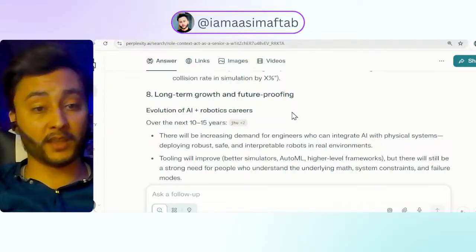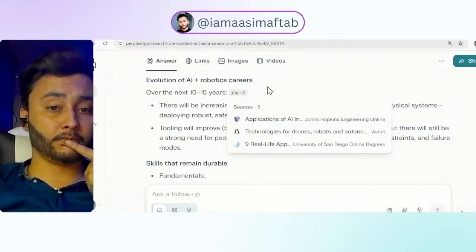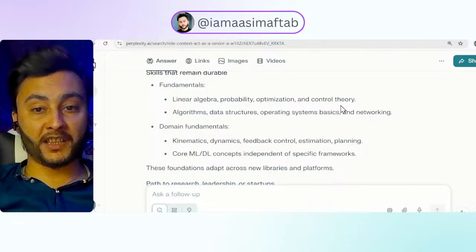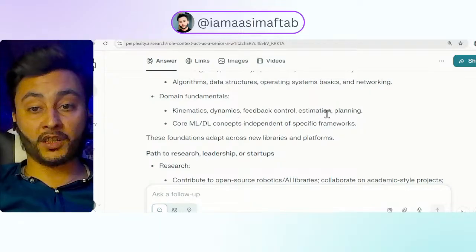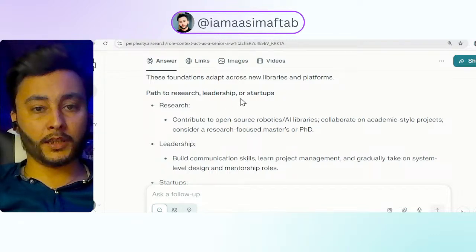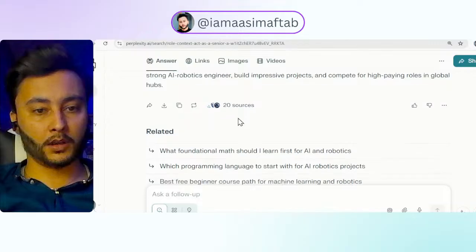Evolution of AI plus robotics careers over the next 10 to 15 years. Here's the research paper for it. Skills that remain durable: fundamentals. Linear algebra, probability, optimization and control theory, algorithms, data structures, operating systems basics and networking, domain fundamentals, kinematics, dynamics, feedback control, estimation, planning, code, ML/DL concepts independent of specific frameworks. Plan the path to research, leadership, or startup. How to go for the startups as well.